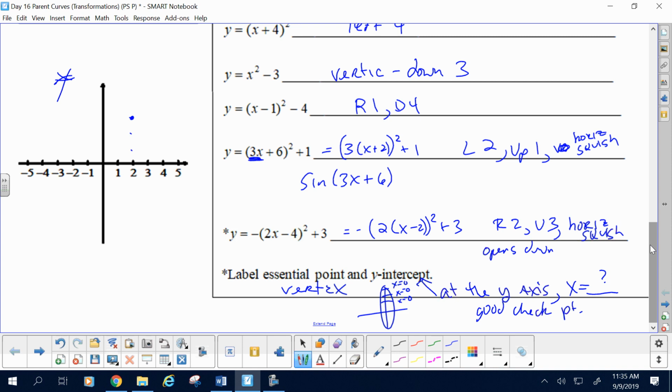So when x is 0 in this equation, what's y? If x is 0, then y is 0 minus 4 squared plus 3. So negative 16 plus 3, or negative 13. So I would have a y-intercept way down here at negative 13. And does that kind of jive with my opening down and narrow? Yeah, that feels like that all goes together. You with me? Okay. All right.